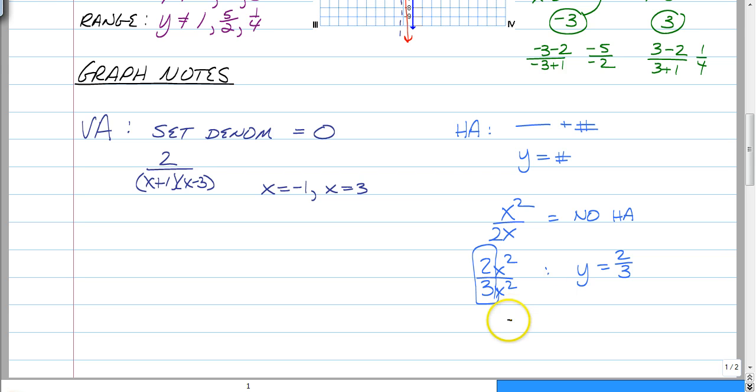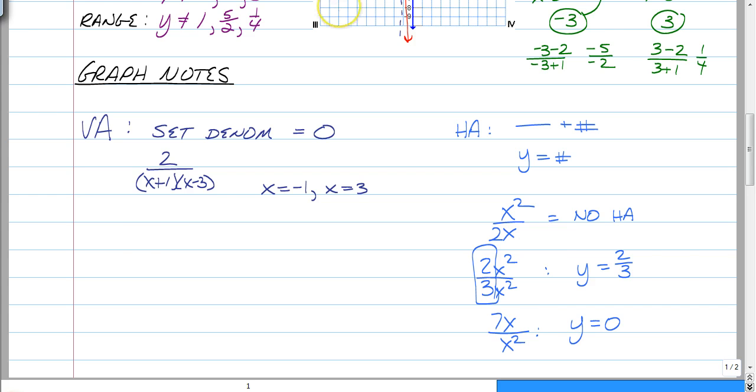And finally, if you have more x's in the denominator, then that is going to be y equals 0 every time. So if you have more x's in the denominator, and it could be 7x over x squared, where again, when I say more x's, we're talking about the highest exponent. Okay? And the last thing, of course, that we need to talk about is a hole.